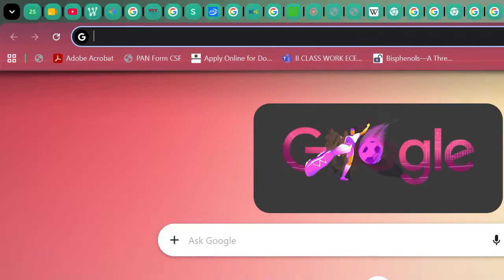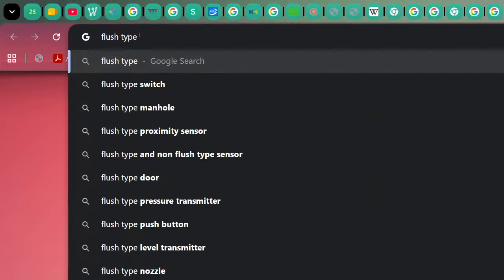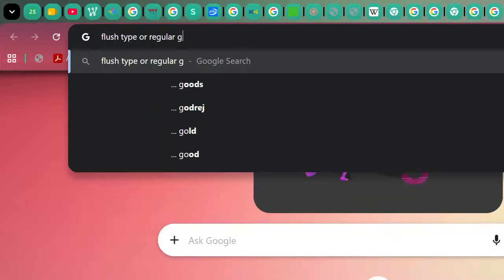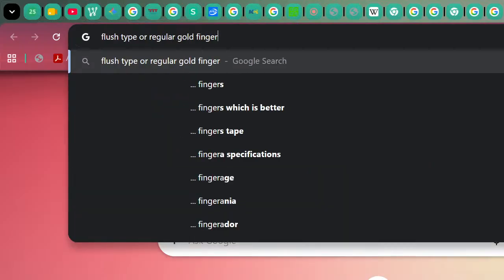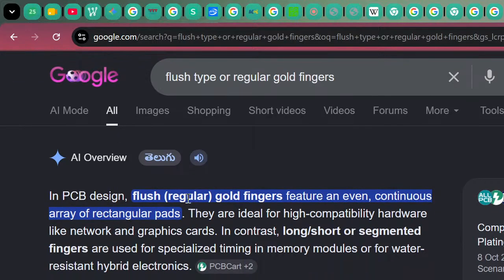The first one is the regular or flush type of gold fingers. You find these in graphic cards. Whatever you have in graphic cards is called the flush or regular type. They have an even, continuous array of rectangular pads, and all pads have the same length. Everything is even.